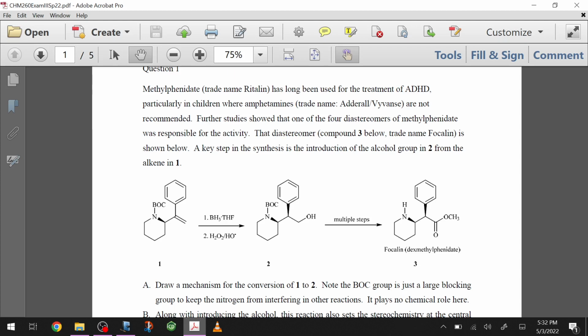It's just a simple hydroboration to put an oxygen in the right place, and then removing a protecting group, oxidizing that alcohol up to the acid and making an ester. These are relatively simple things, some of which we haven't covered this semester, but the reactions that are not shown under that multiple steps label are very simple, very close to foolproof.